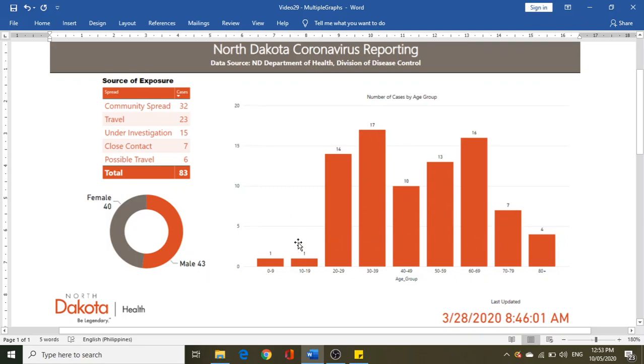And so those are the age groups. Then let's look at the table. The source of exposure. We can see where the contractions or the exposures came from over here, and we can see the ratio of males to females. It's indicated there that more males are affected, although only by a slight percentage.